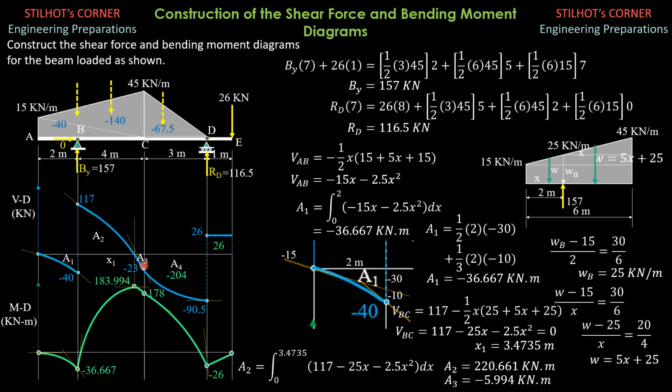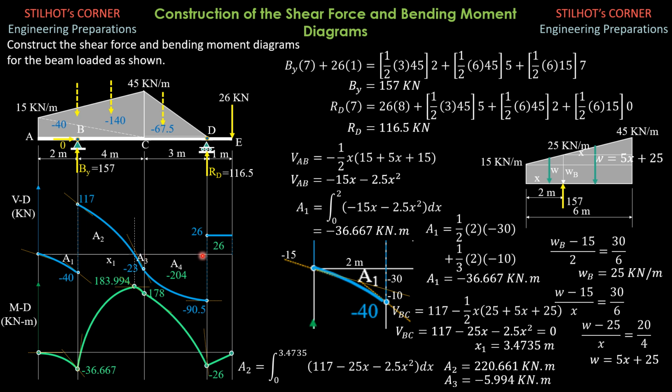That's negative, of course. Then area 4 is, because the tangent here is 0 intensity of load, so horizontal, so this portion of the curve is a spandrel of parabola where the area is 1/3 base times height. The height is negative 23 minus 67.5. That's why it's negative 90.5. So the height of this spandrel is 67.5.